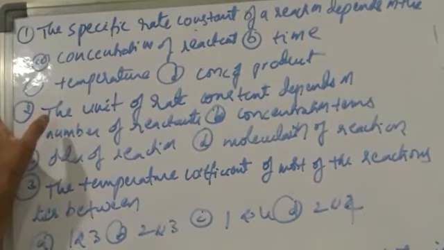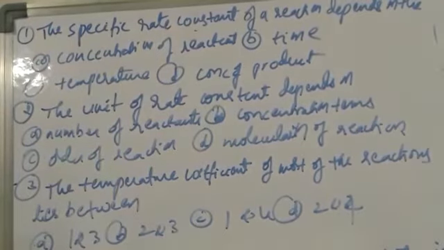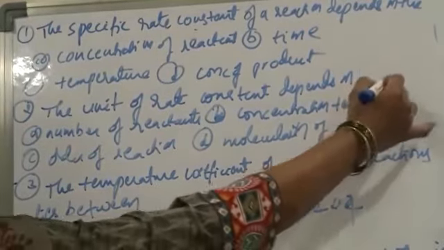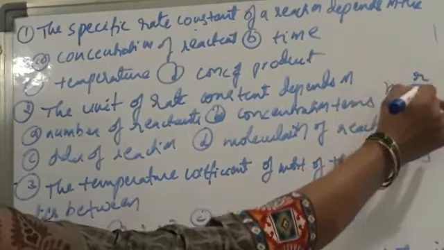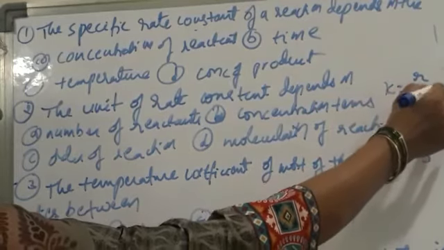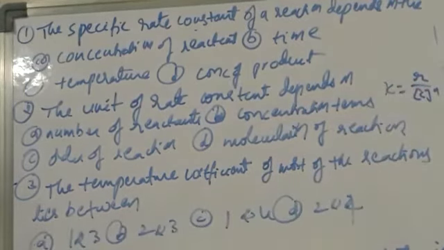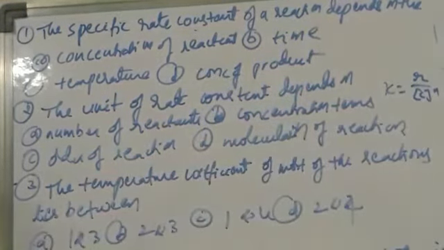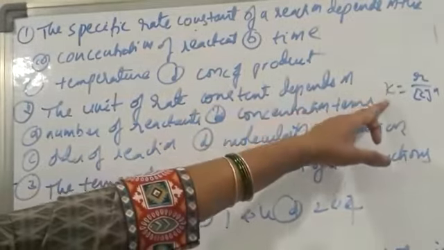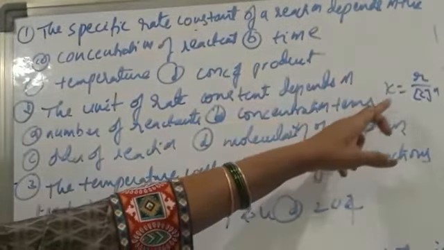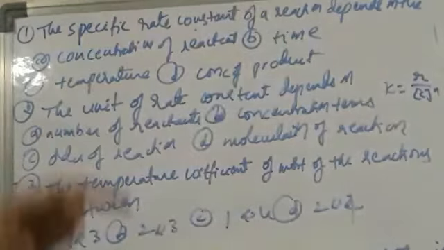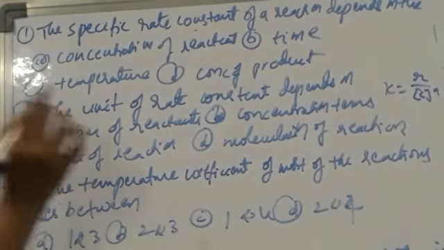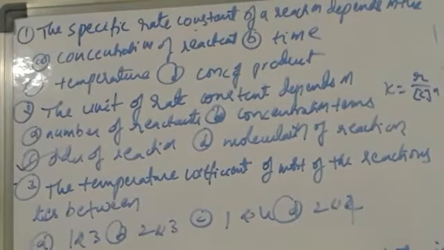Next, the unit of rate constant depends upon. So rate constant units mainly depend upon the order of the reaction. So what is rate constant? K is equal to R by concentration of the reactants to the power n. So what is n here? Order of the reaction. So mainly units of specific rate or rate constant depend upon the n value. So it depends upon the order of a reaction.